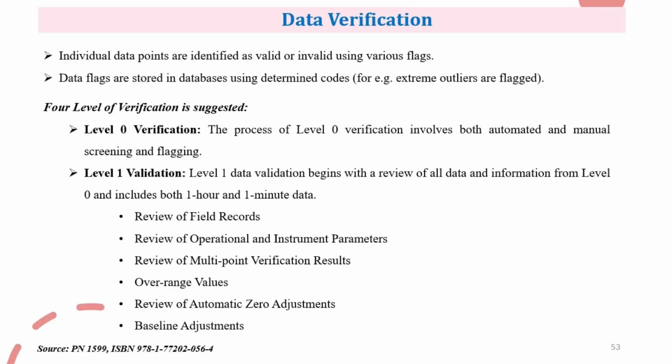Coming to data verification, this step is super important to make sure each piece of data we collect is accurate. We mark data points as either valid or invalid using special codes. For things like extreme outliers, we have 4 levels of verification. Level 0 is where we do automated and manual checks to flag any data points that look suspicious. Level 1 is more detailed. We look at all the data from level 0, including checking records from the field and results from our tests. This helps us make sure the data is reliable.